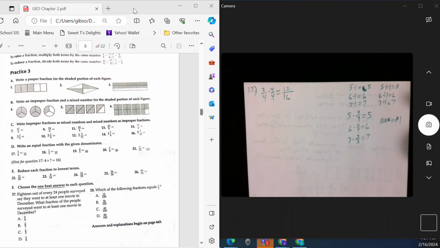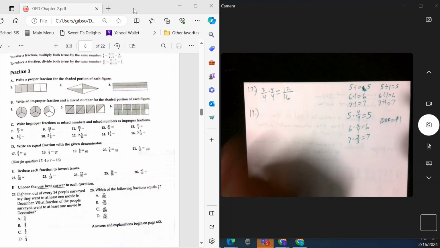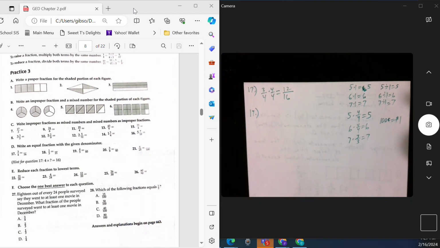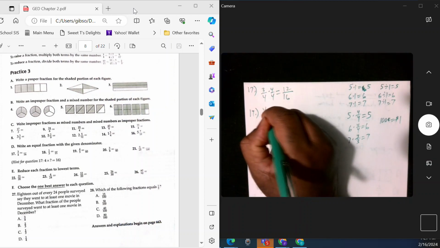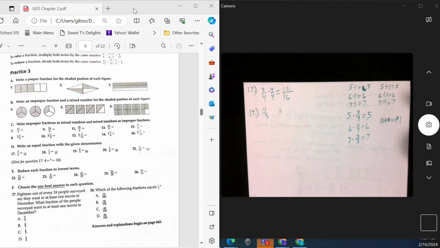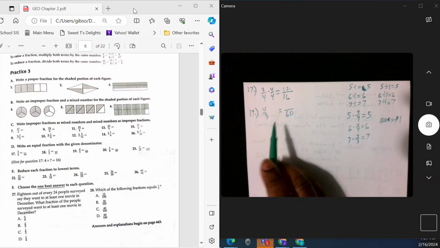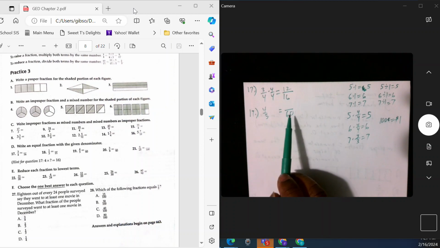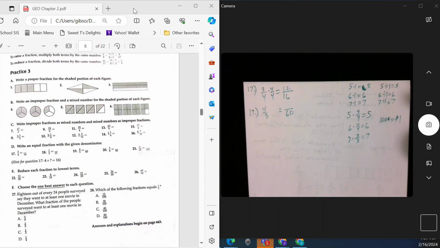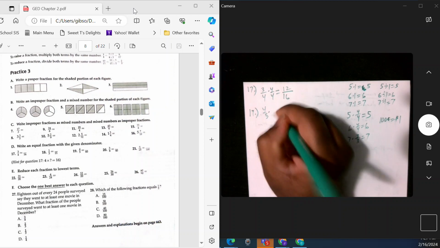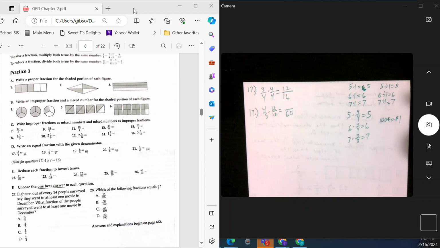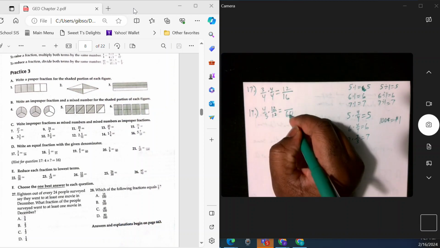Okay, so now taking that, let's look at problem number 19. And I like to give myself space so you can see it. So we have 4/5, a little space here, and it's equal to blank over 60. So now we have to ask ourselves, 5 times what is 60? 5 times 12. So we have to multiply the top and bottom by 12. 12/12 is 1. So 5 times 12 is 60.